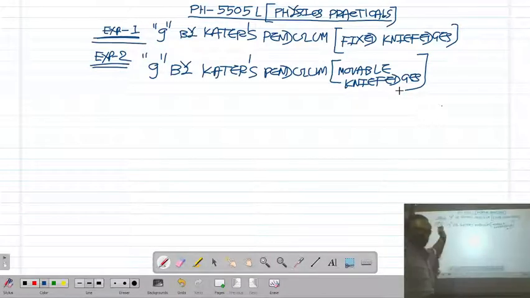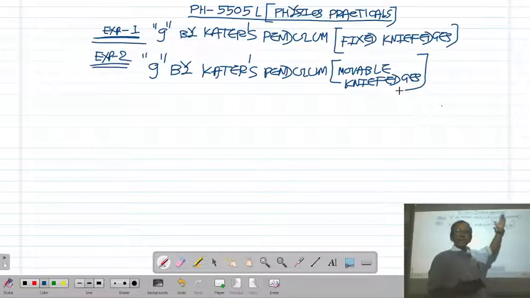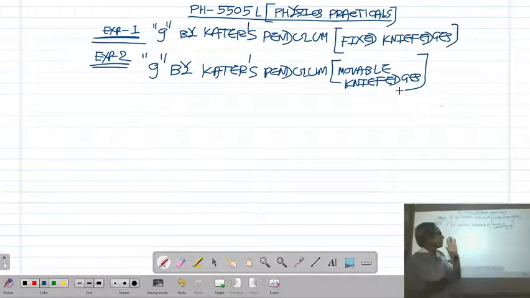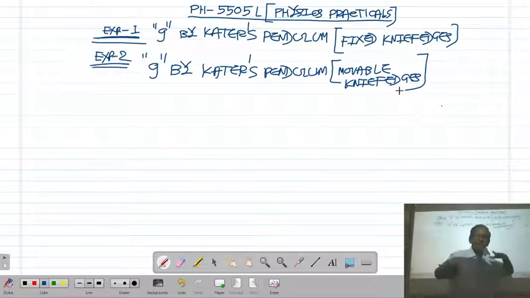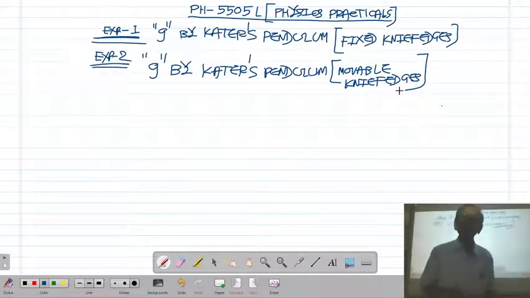In the second experiment, the knife edges are not fixed. We will move the knife edges and we will change the distance between the knife edges. But we will keep the distance between the two blocks constant.